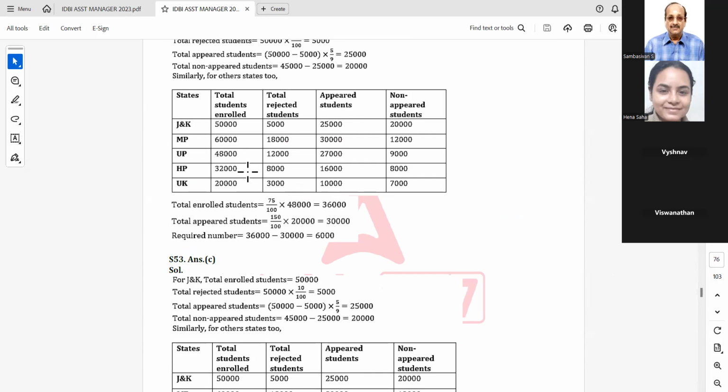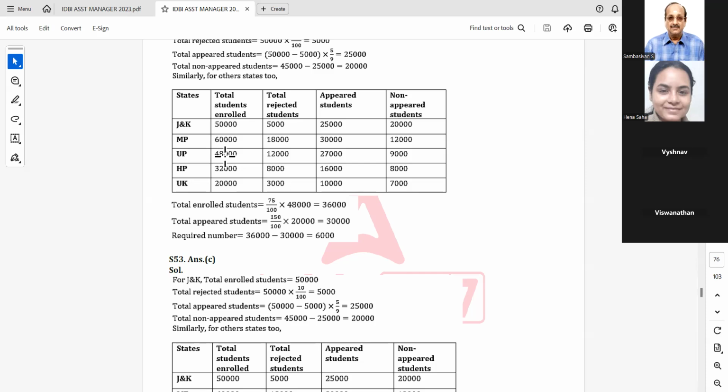Correct. For everything, we have to take only this. No. Total number of students enrolled is 75%, 36,000. Correct. And here it is 30,000. Difference is 6,000. Correct. So no worry.